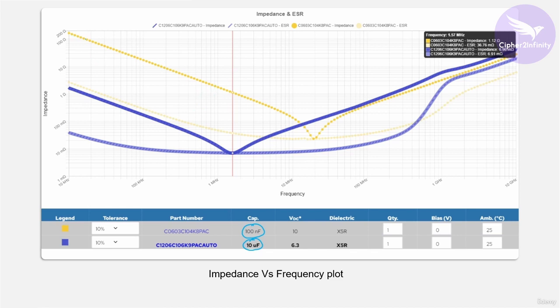So this is the curve for the 0.1 microfarad capacitor, and this is the curve for the 10 microfarad capacitor. The 10 microfarad capacitor is good at filtering the frequencies starting from this point till this point. And the 0.1 microfarad capacitor is good at filtering the frequencies starting from this point till this point, which is 10, 20, 30 and 40.